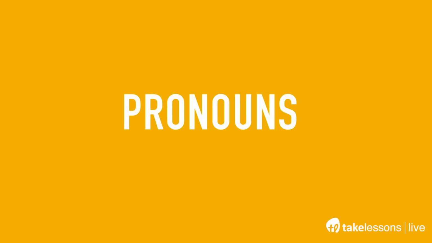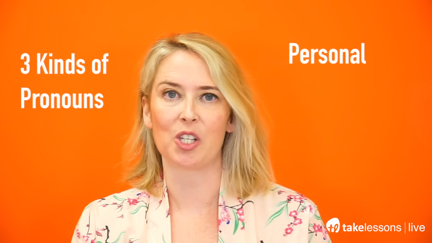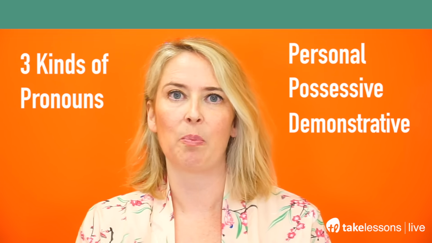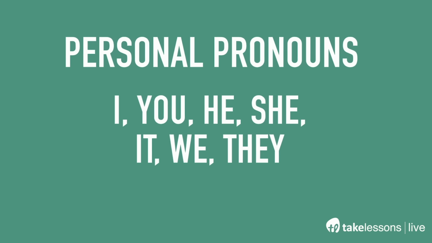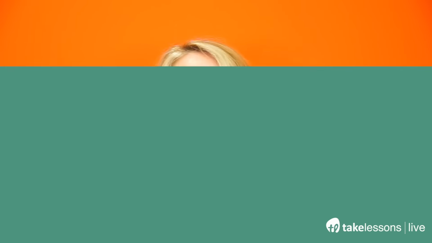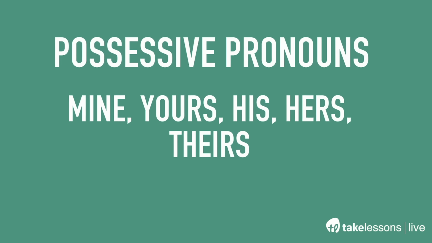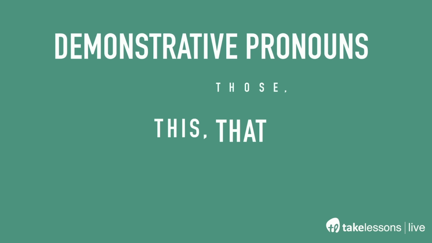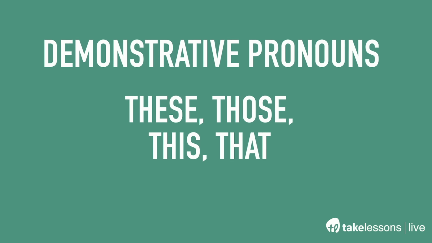Next, let's talk about pronouns. Pronouns replace nouns. There are 3 kinds of pronouns: personal pronouns, possessive pronouns, and demonstrative pronouns. Personal pronouns are I, you, he, she, it, we, and they. Possessive pronouns are mine, yours, his, hers, or theirs. Demonstrative pronouns are pronouns such as these, those, this, and that.